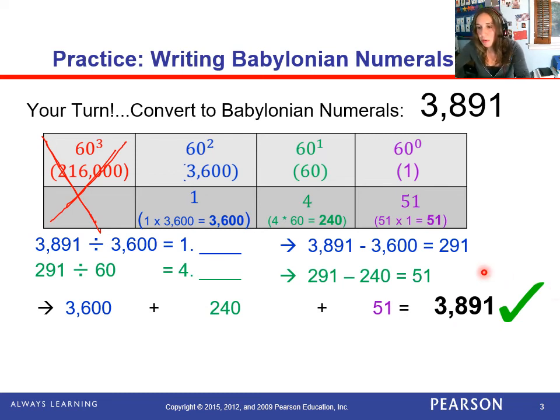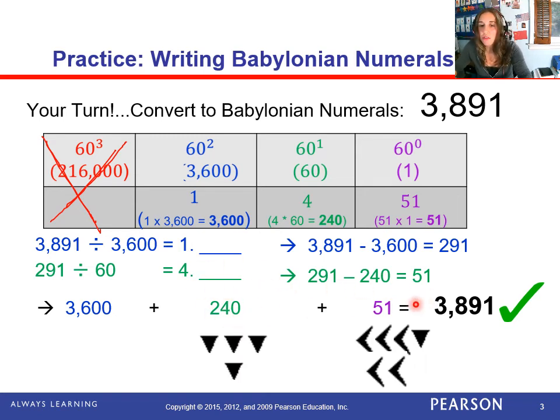And now I just need to write the symbols. So in my units place, I have 51, which will be 5 of those arrows and 1 upside down triangle. In my next place value, I have 240, or excuse me, I have 4. Silly me. I have 4, so that's 4 upside down triangles. And in my last place value, I have 1. So I just need 1 upside down triangle.